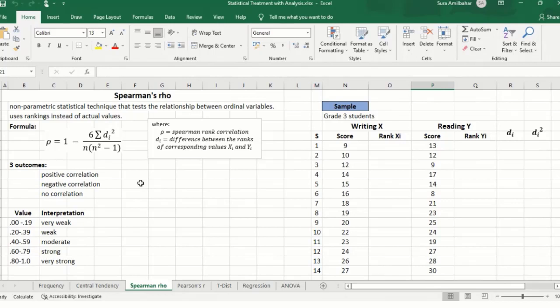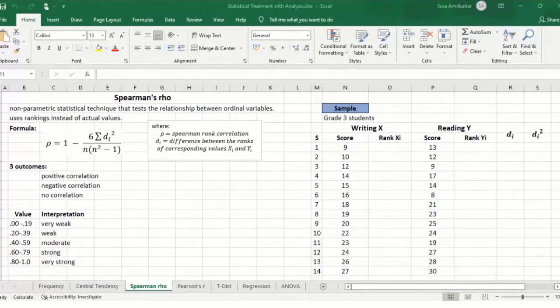Now, if your variables are ordinal or non-parametric, meaning only nominal or ordinal variables, you may use Spearman's rho. The formula for that is rho equals 1 minus 6 times the summation of d sub i squared over n times n squared minus 1, where rho is your Spearman rank correlation, d sub i is the difference between the ranks of corresponding values x sub i and y sub i, and n is the number of respondents, or the number of the sample or population.